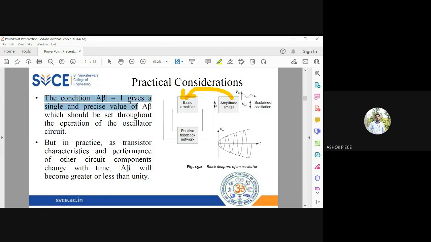So the condition A beta equal to 1 gives an upper bound on what should be the condition for sustained oscillations. But in practice, you will always ensure that mod A beta will be slightly greater than 1 or slightly less than 1. It will not be exactly equal to 1. It is very difficult to maintain this value, mod A beta equal to 1. In practice, it will be slightly more than 1, say 1.01, or slightly less than 1, say 0.99.